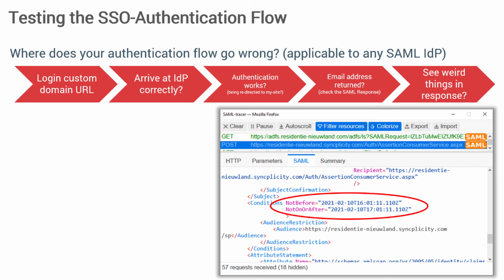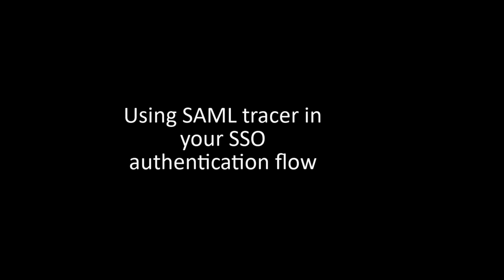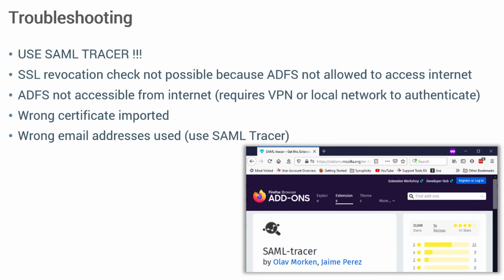So troubleshooting always starts with SAML Tracer. SAML Tracer is a free add-in that you can download and it will help you to troubleshoot the majority of the issues with your authentication flow. Another thing that can go wrong is SSL revocation check. This is because your ADFS is not allowed to access the internet and it is unable to verify the certificate from Syncplicity that you uploaded as part of the RPT configuration. If things don't work, it is usually because your ADFS is not accessible from the internet. This might require a VPN, or you can only authenticate using a local network.